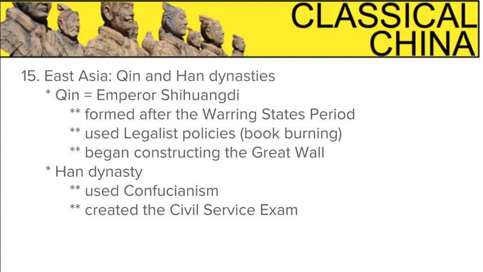Now, the Han Dynasty, they're not going to be Legalists. They're going to be Confucian, and Confucianism will thrive during this time. And they're going to use the civil service exam to recruit people into the government, into the bureaucracies. So you're going to have a meritocracy, or a bureaucracy of merit, where the most educated and talented people are going to work for the government, and not people who are related to people in charge.